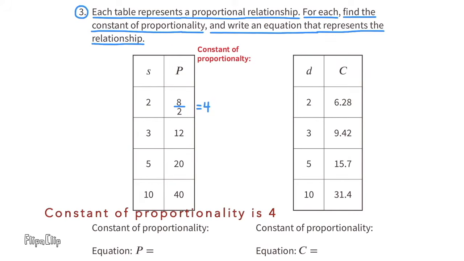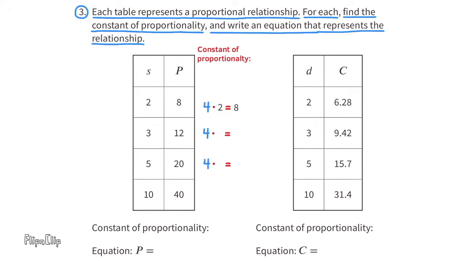We can test this out. The constant of proportionality times S equals P. 4 times 2 equals 8. We can show this relationship for all the values in the table. 4 times 3 is 12, 4 times 5 is 20, and 4 times 10 is 40.